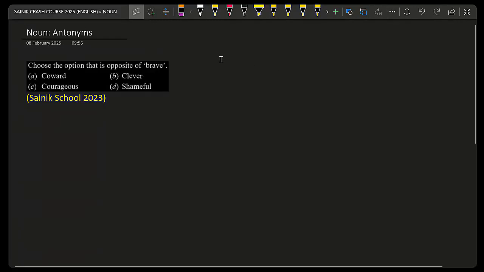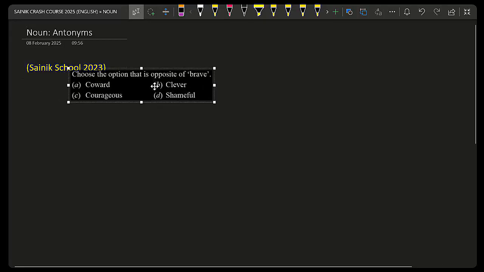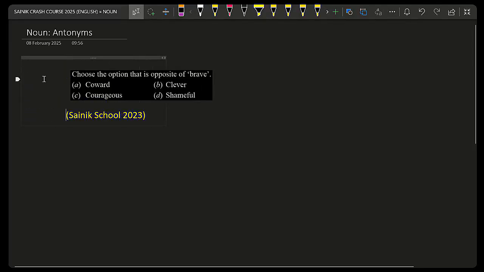They are asking the opposite word. First of all, what do you mean by brave? Brave means intelligent? Brave does not mean intelligent. Suppose somebody is drowning in the river, and you know swimming. So you jump into the river and save them. That means they will call you a brave boy, right? Then what is the opposite of brave? Brave does not mean intelligence. No, the opposite of brave is not clever.